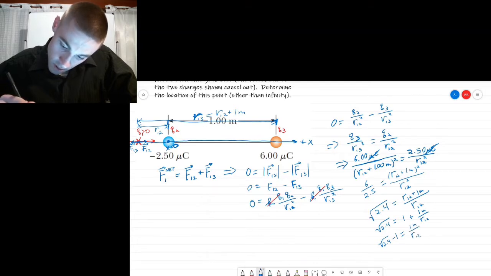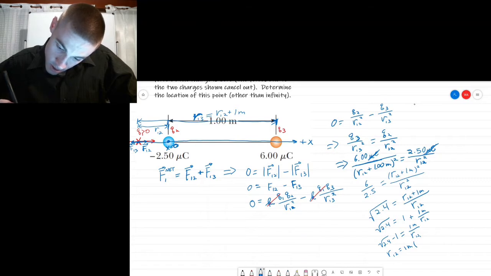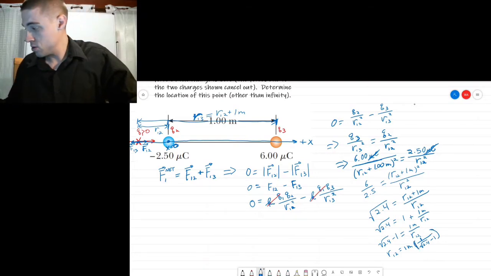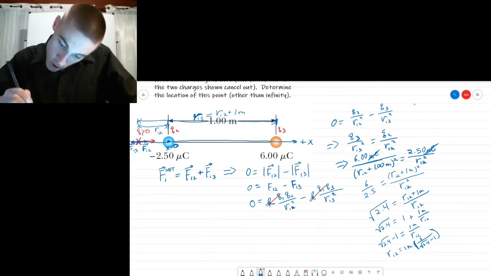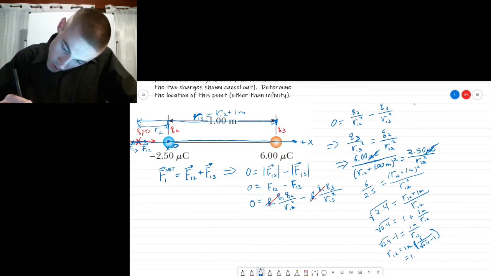And then I can flip both sides, and I'll get that r12 equals 1 meter times, so that just gives me the units there, 1 over (root 2.4 minus 1). And when I plug this 1 over (root 2.4 minus 1) into my calculator, I get that this is about 1.82. So this will be 1.82 meters.